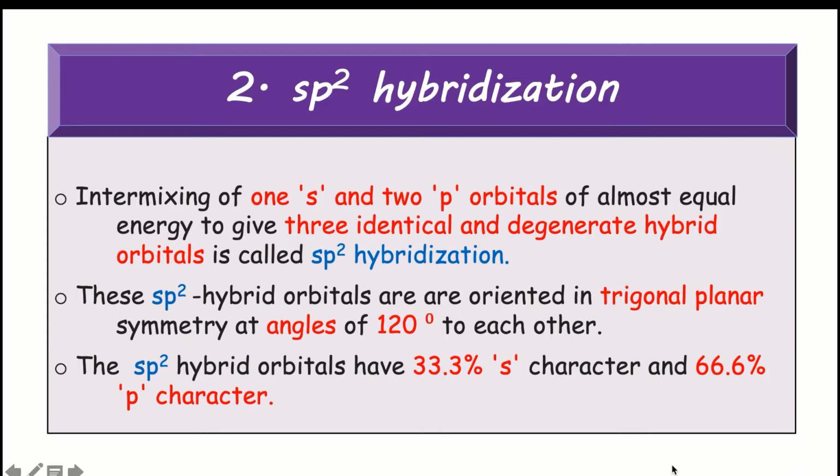Now these three sp2 hybrid orbitals that are formed are oriented in a planar arrangement that we call a trigonal planar geometry. These are oriented in space at an angle of 120 degrees to each other. This means the molecule formed using sp2 hybrid orbitals possesses a trigonal planar structure with a bond angle of 120 degrees. And the sp2 hybrid orbitals that are formed will have 33.3% s character and 66.6% p character.